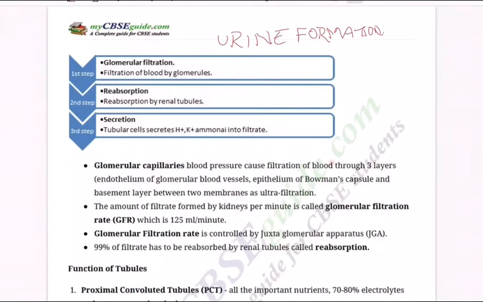So how exactly is urine formed? We are going to discuss that today. It includes glomerular filtration, reabsorption, that is tubular reabsorption, and of course tubular secretion. So three main steps are there in urine formation.